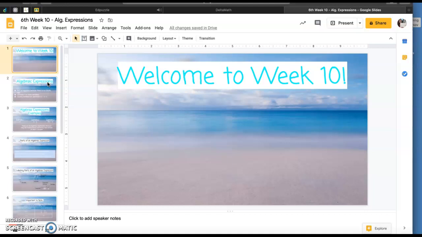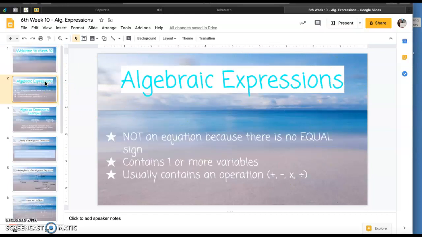All right, so let's go over what you're going to be doing this week. This is the first slide. I'm going to have my video here that you're watching now. This week we're talking about algebraic expressions. Algebraic expressions are not an equation because there's no equal sign. Think about it: equation, equal. One side equals the other. Expressions don't have an equal sign, but they look like equations. They're just equations without the equal sign, so it's one side of an equation if you think of it like that. It contains one or more variables, and it usually contains an operation of some sort, like addition, subtraction, multiplication, or division.